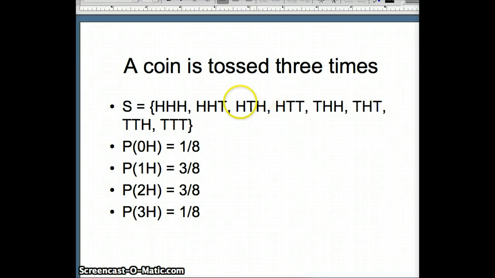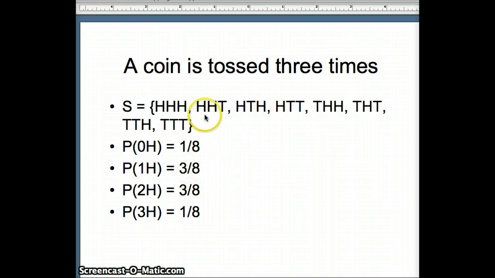So we've tossed a coin 3 times, probability of 0 heads. That would be this case, 0 heads, TTT. We get 0 heads 1 out of 8 times. Exactly 1 heads. Where do we have exactly 1 heads? There's exactly 1 heads. There's exactly 1 heads. And there's exactly 1 heads. So we have 3 winners out of 8 possibilities.